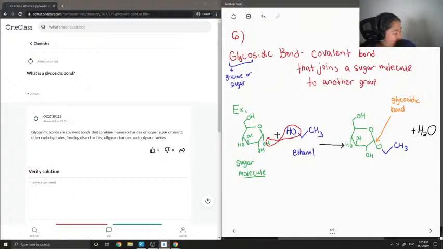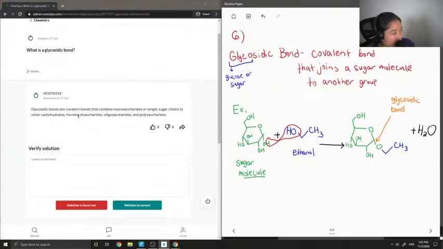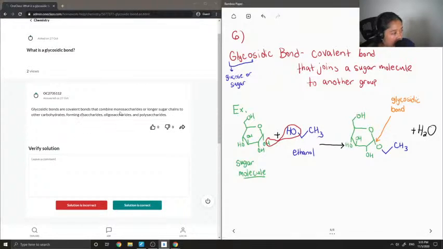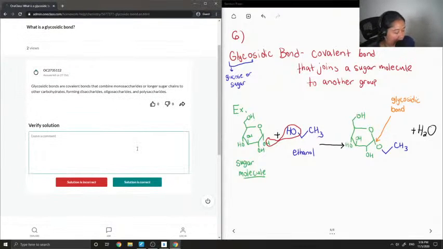So let's see what our junior tutor said. Glycosidic bonds are covalent bonds that combine monosaccharides or longer sugar chains to other carbohydrates, forming disaccharides, oligosaccharides, and polysaccharides. This solution is correct.